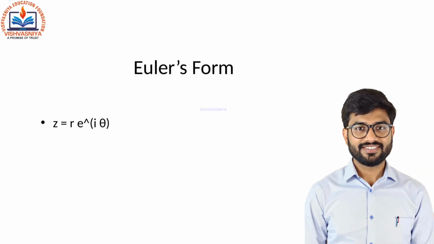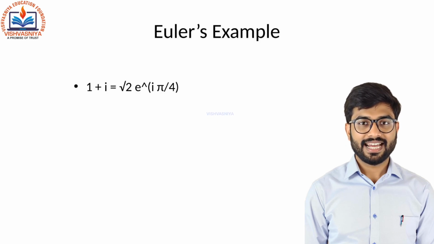Euler's form. In Euler's form, we write z equals r e raised to the power i theta. This is a compact way of writing polar form. Example, 1 plus i equals square root of 2 multiplied by e raised to the power i pi by 4.